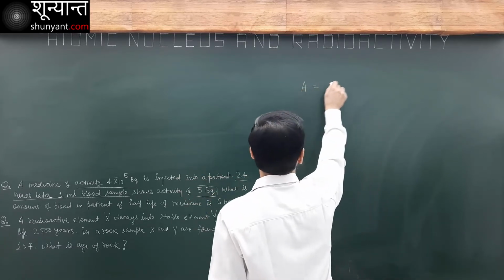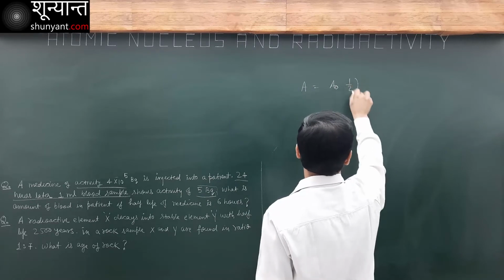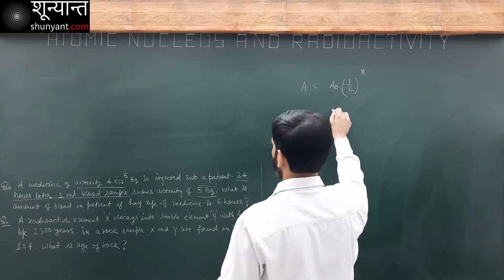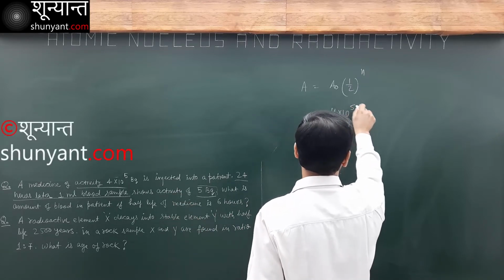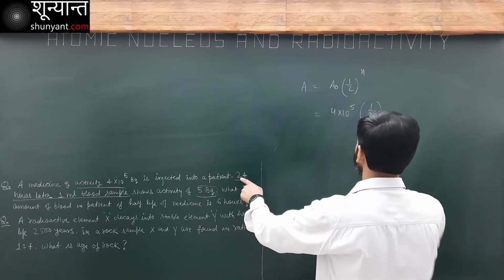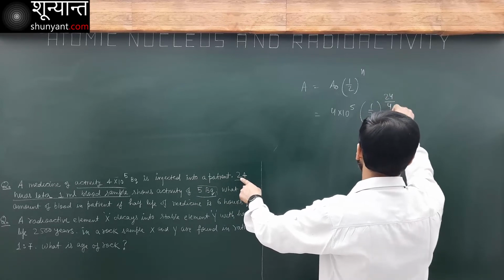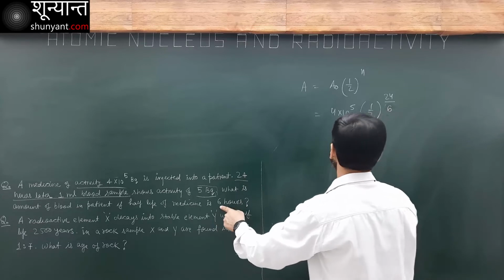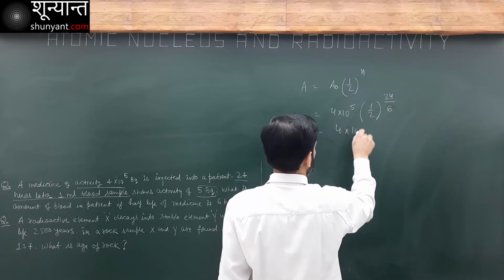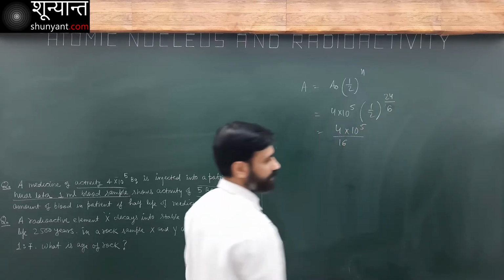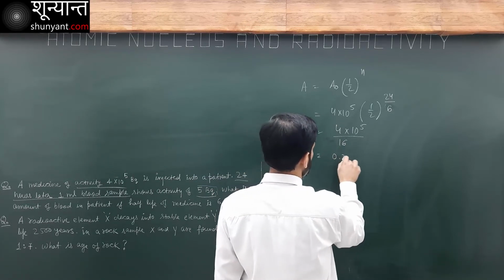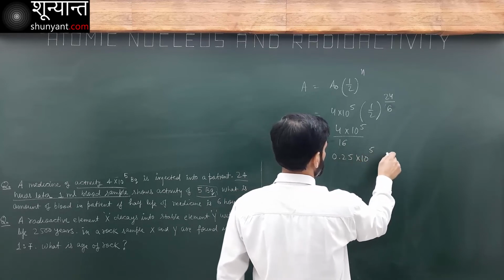So activity is equal to A naught times half to the power n, where n is the number of half-lives. A naught is given as 4 into 10 power 5, and this is half to the power, it is 24 hours later, so the number of half-lives is 24 over 6. 6 is the half-life here, so this is 4. 2 power 4 is 16. So 4 into 10 power 5 over 16 is 0.25 into 10 power 5 becquerel.